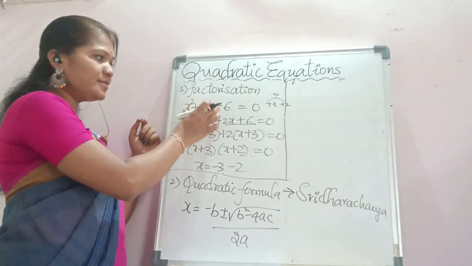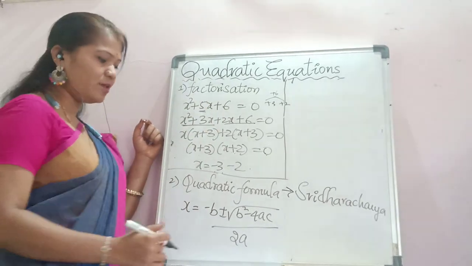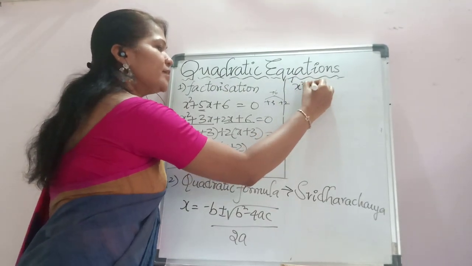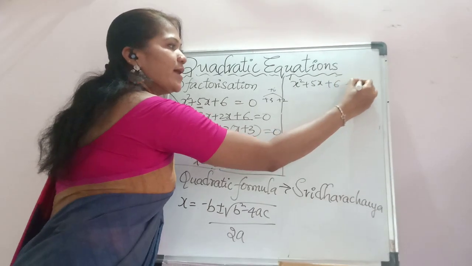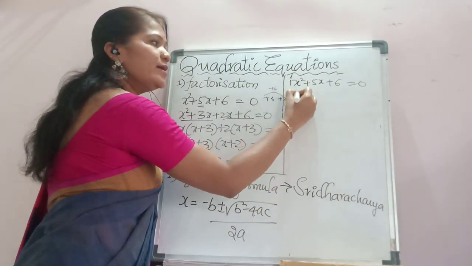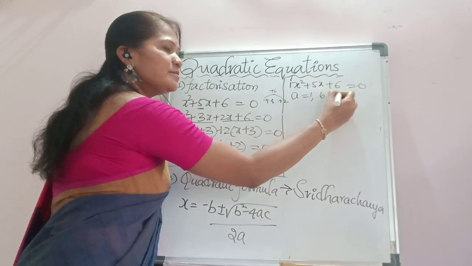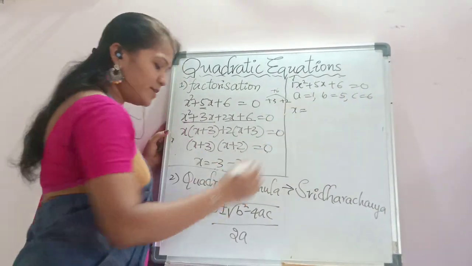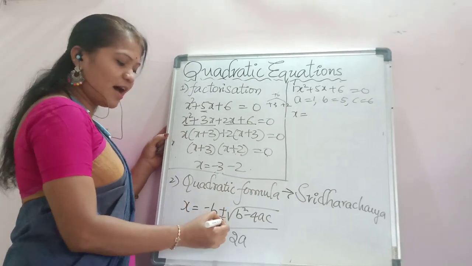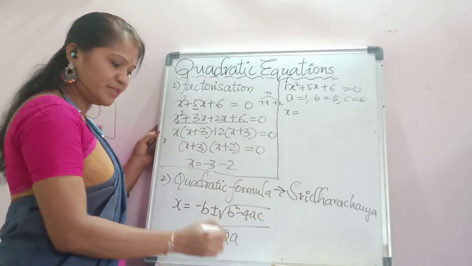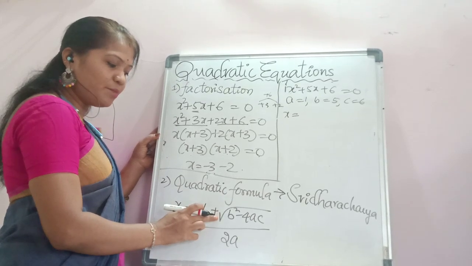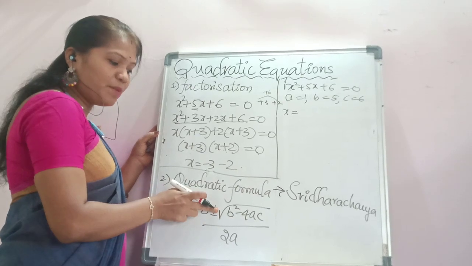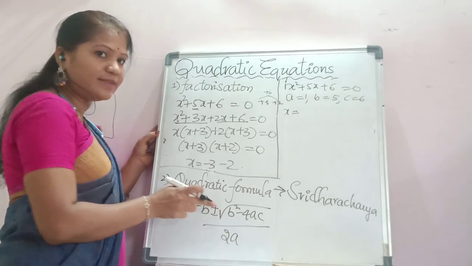When I compare x square plus 5x plus 6 equals 0 with the standard form, what values do I get? A as 1, b as plus 5 and c as plus 6. Substitute it in the formula. x is equal to minus b plus or minus root of b square minus 4ac by 2a. So minus b plus root of b square minus 4ac by 2a is one value, and minus b minus root of b square minus 4ac by 2a is another root.